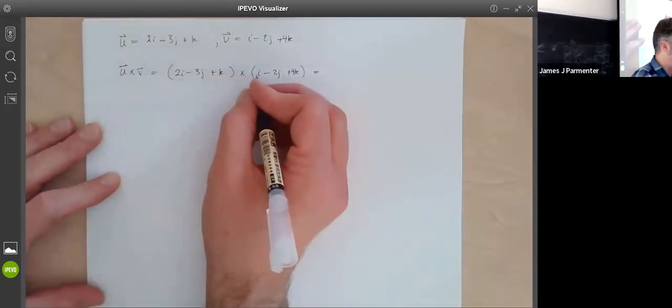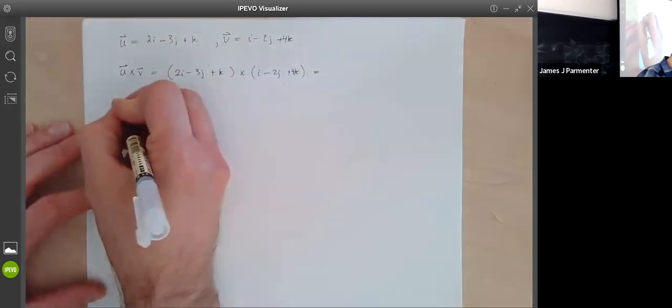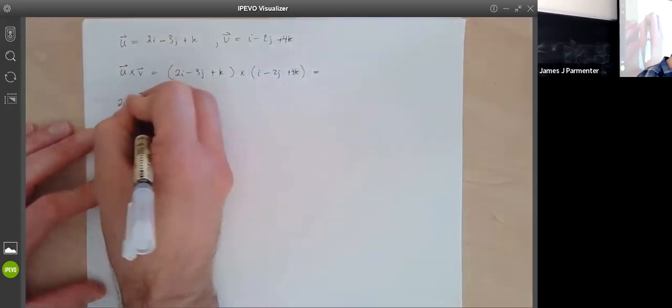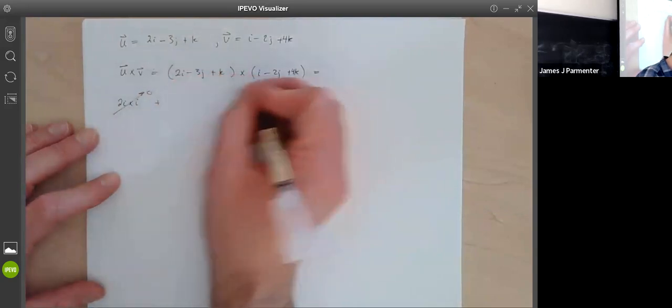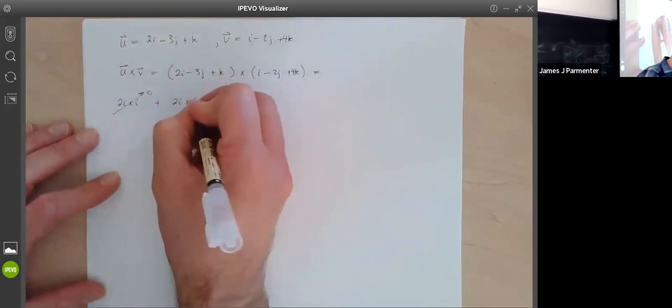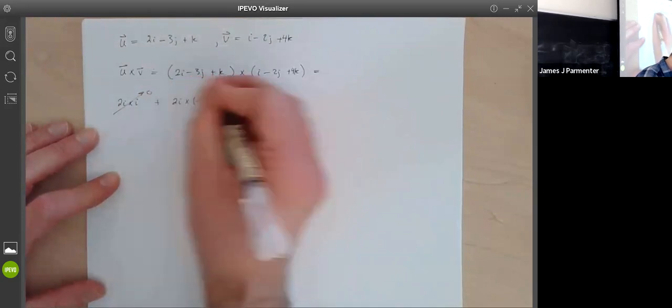I'm going to get 2I cross I. We know that's going to be 0, but I'm still going to write it so that we see it. And then we're going to get 2I cross negative 2J. And then we're going to get 2I cross 4K.